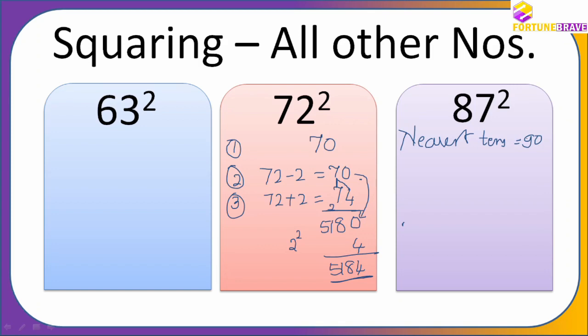So 87 plus 3 you do now. We are not going to do minus 7 and go to 8. No, nearest tens. So how much? 90. 87 plus 3 is 90. So we are going to the third step. We are going to change the sign. 87 minus 3 now. 84.